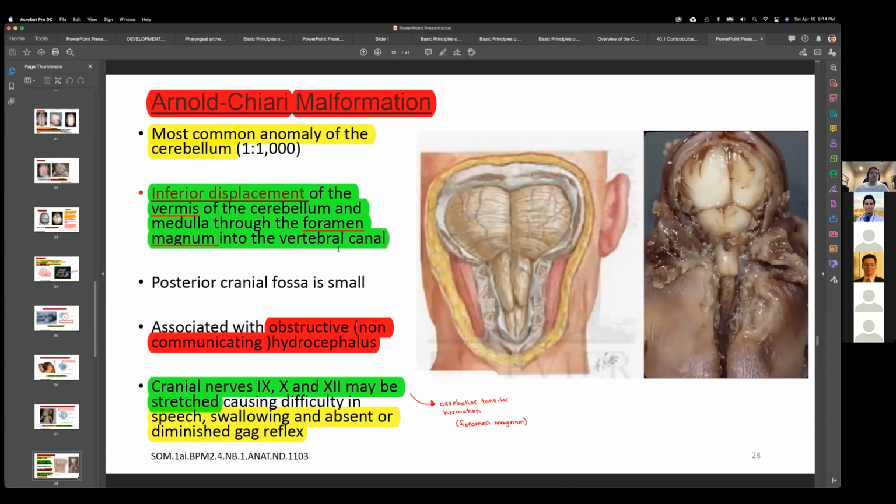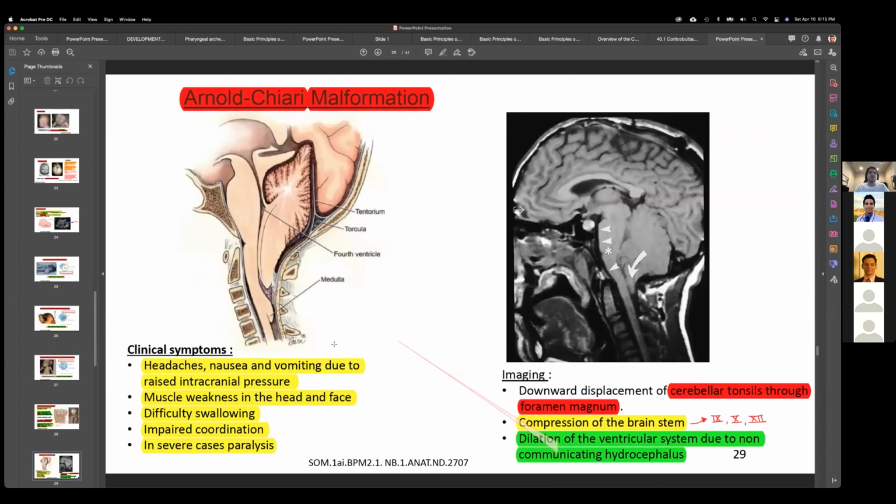Arnold-Chiari malformation. I always get this confused with Dandy-Walker. Dandy-Walker is absence of the cerebellum. This is inferior displacement of the midline, the vermis, through the foramen magnum. So Arnold-Chiari malformation can cause an obstructive hydrocephalus, right? If you squeeze down on the foramen magnum, you could pinch off the ventricular system, so the CSF can't go through the cerebral aqueduct and so on.